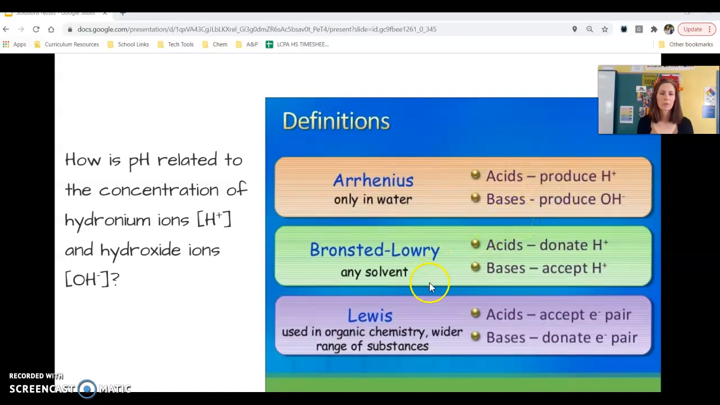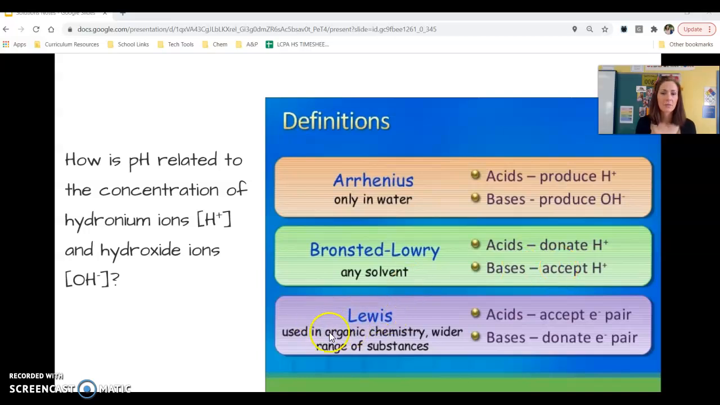So Bronsted-Lowry was a second scientific pair that came up with their definition of acids and bases, which applies in any type of solvent, because water isn't our only solvent. We can also dissolve things in benzene and other solutions. And so in this definition, acids donate the H+, and bases accept that H+.